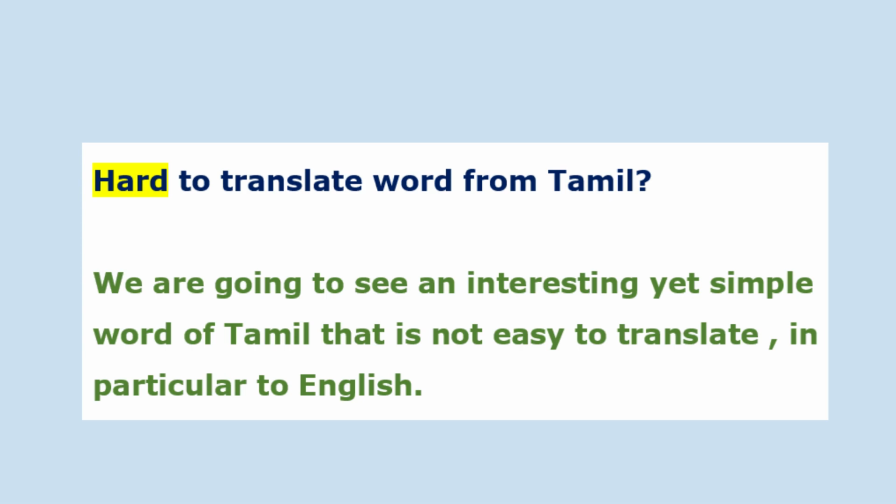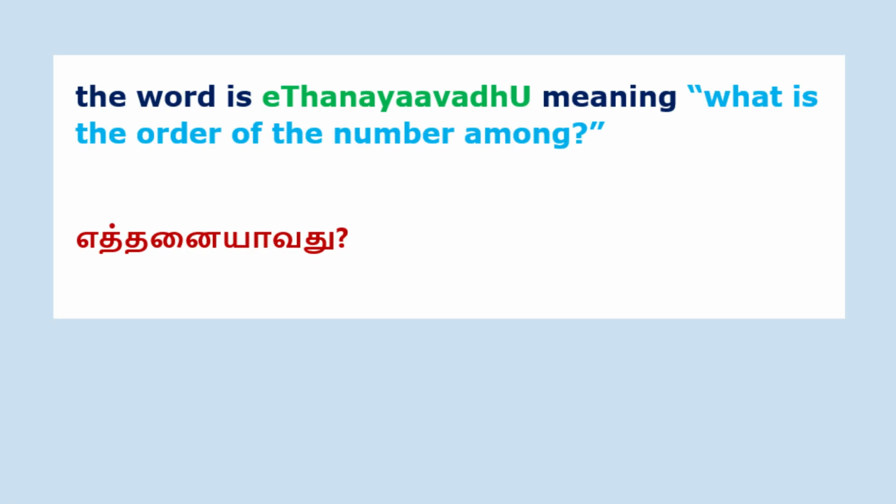We are going to see an interesting yet simple word of Tamil that is not easy to translate, especially to English. The word is ethanayaavadhu, meaning what is the order of the number among. It may seem very long, but it's a very important word in Tamil. It's important in all the languages. I don't know how to say that in English. If you can help me, the word is simply ethanayaavadhu.